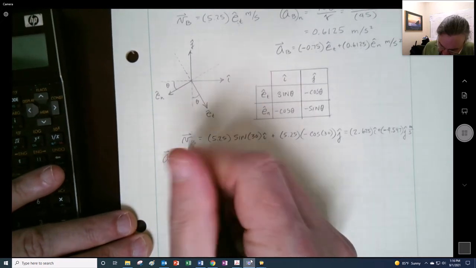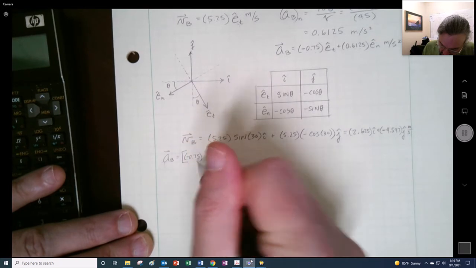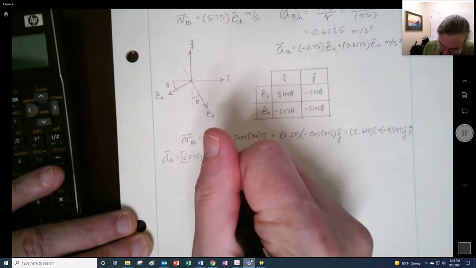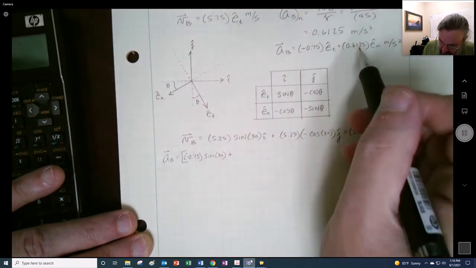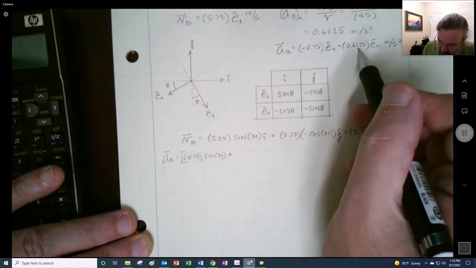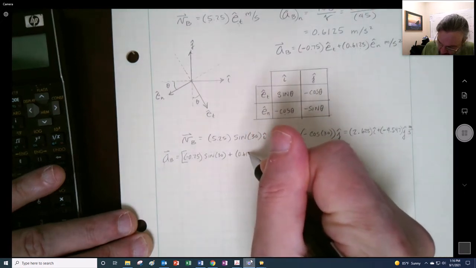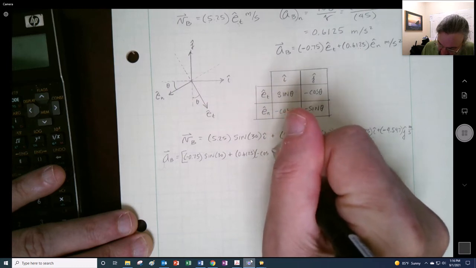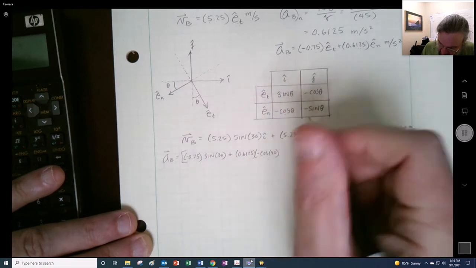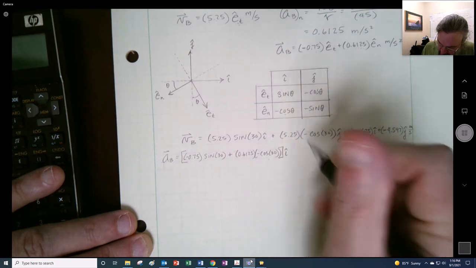So I'm going to go brackets first, and I'll take my negative 0.75 and multiply it by my sine of 30 plus, now I'm going to take this part right here and multiply it by that. So 0.6125 times a negative cosine of 30, and that's going to be I.